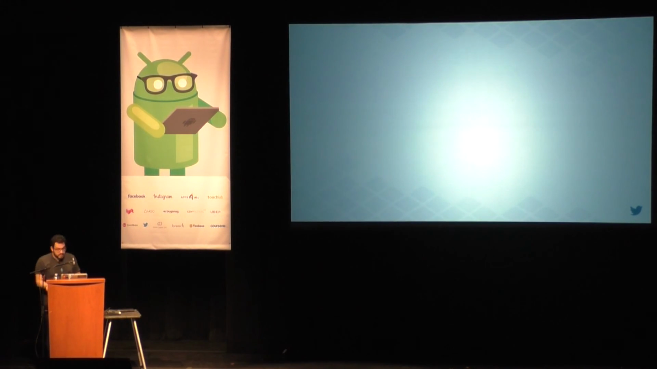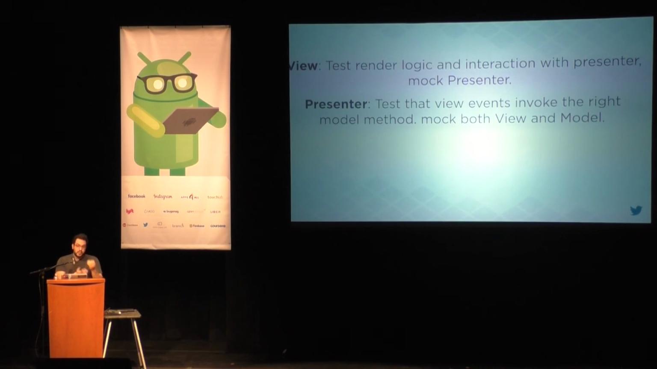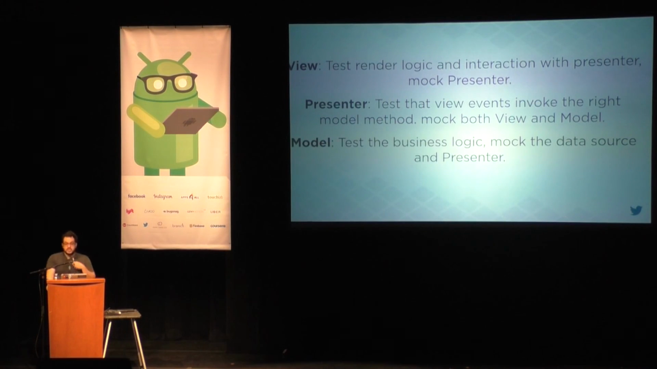How are we going to test that? Easy. For the view, we are going to mock the presenter, and we are just going to test that it is modifying the Android UI properly. The presenter is going to mock the view and the model, and we are going to test the interaction between presenter, view, and model, and that when a certain event happens on the view, it's calling the right method on the model. And for the model, you just test the business logic.